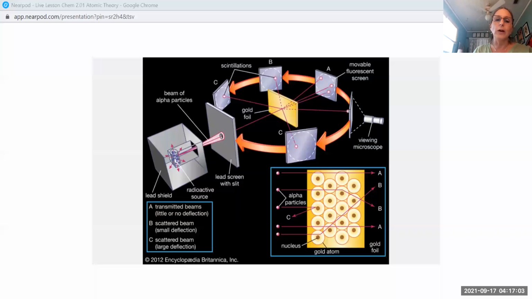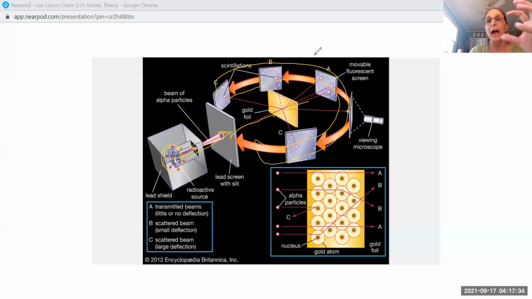The gold foil experiment looks really technical, but it's really not. It's actually kind of basic. Like I said, they were playing with radiation. So here's your radioactive source right here. They put it in a black box and let the radiation go through a little slit and through a lead screen slit. And they let it hit a piece of gold foil. They had a screen around it that would catch the radiation as it moves through the gold foil.